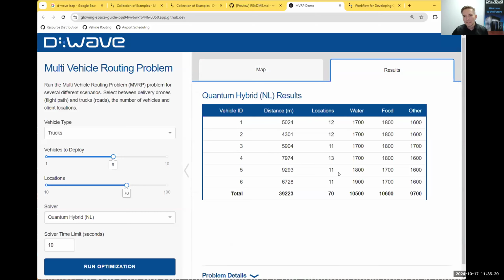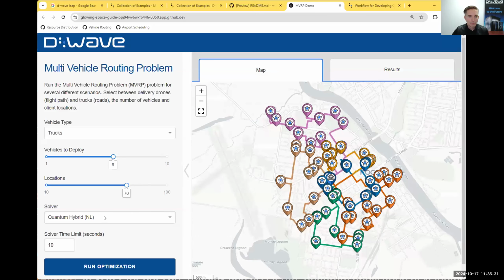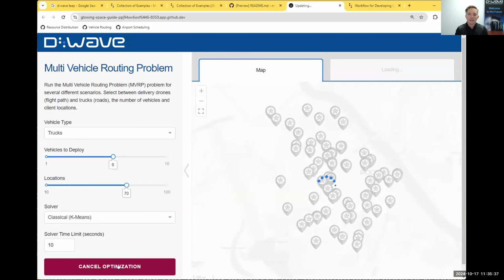Now, in addition to this, I can also go back to this map and I can select a classical approach to solving this problem. Now, I'm going to run this classical approach, and I want to make a cautionary statement here, which is that this is not the level at which we would do benchmarking. This is a small-scale problem, and these problems get difficult at large scale, particularly when you're considering business constraints.